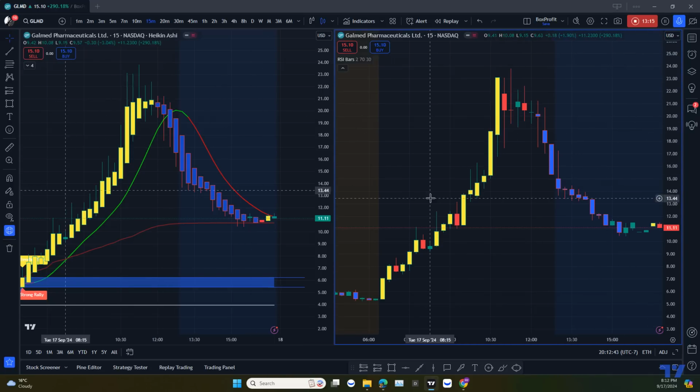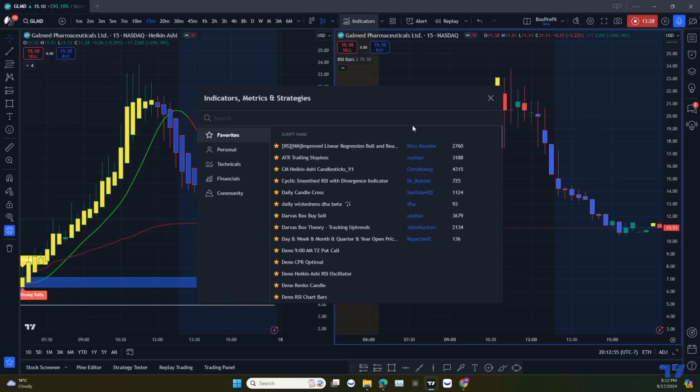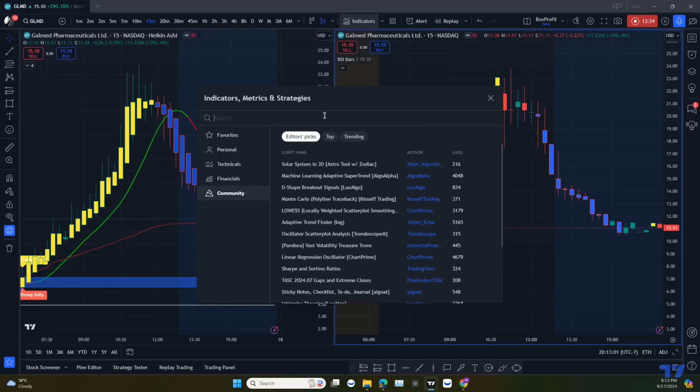All right, next, let's move to the next indicator. The next one that we want to get is the moving average. To do that, again, we're going to go back to the indicator section, which you can open by pressing the / on your keyboard, and go to the community tab. In the community tab, just go ahead and type moving average.